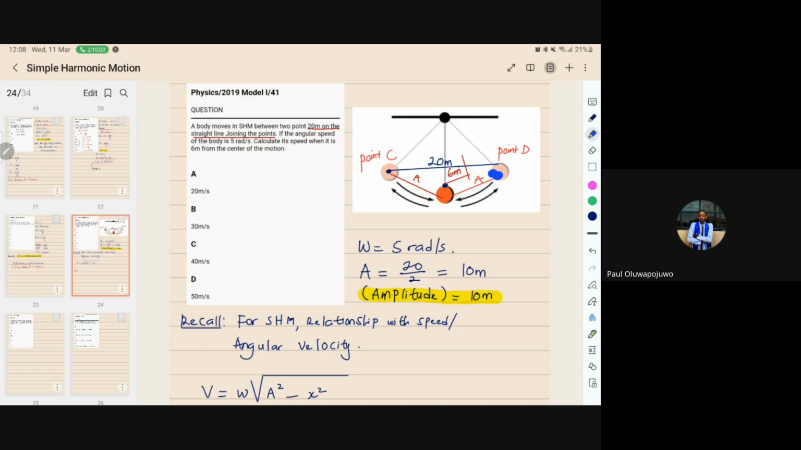But since we don't have it, use imagination. Imagine this ball now moving. This is the center position. It moves from here to C. From C, it moves back to D. So the distance between moving from C back to D is 20 meters. But the maximum displacement is what? From the center to D, or from the center to C.